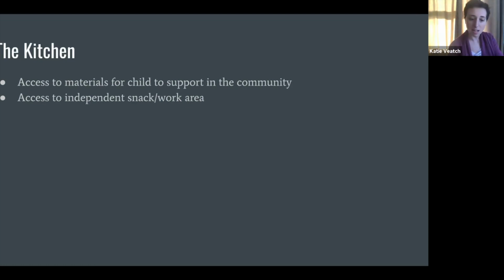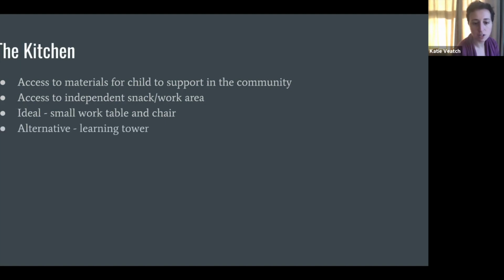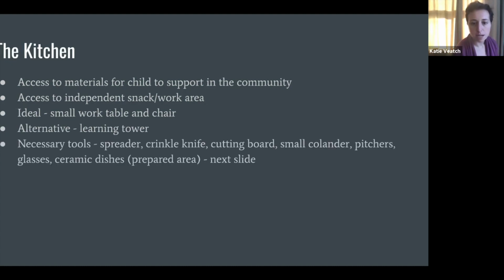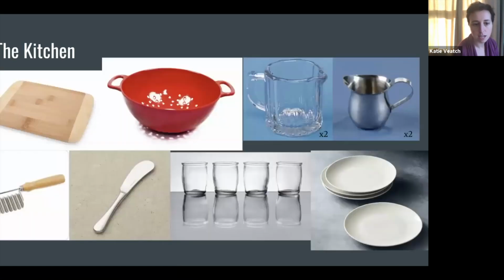They would put fresh clementines in there so the child could go in there and grab them and peel them and do that work. So it was all accessible and I didn't have to support and the child could do it independently. If you have a small work table and chair, that's nice for the child. You can also get a learning tower or a step stool. We're going to look at those. I recommend these items.